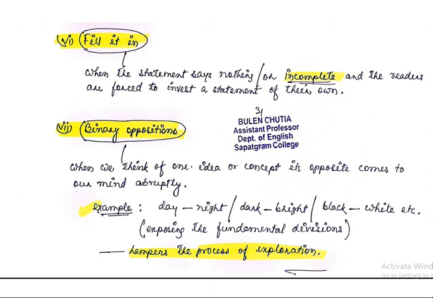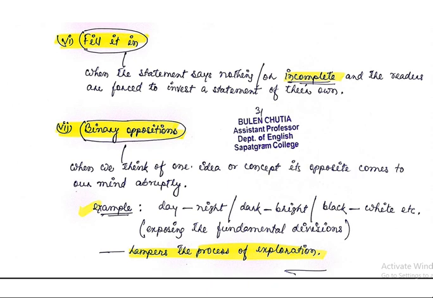Number 7, the most important and last one, the binary oppositions. What are binary oppositions? When we think of one idea or concept, its opposite comes to our mind abruptly, simultaneously. When I say day, automatically the concept of night comes to our mind to understand the word day. When I say brightness, the concept of darkness comes to our mind abruptly to understand what brightness is. In the same way, when I say black, your mind will automatically try to compare black with white. Then the meaning will be understood.